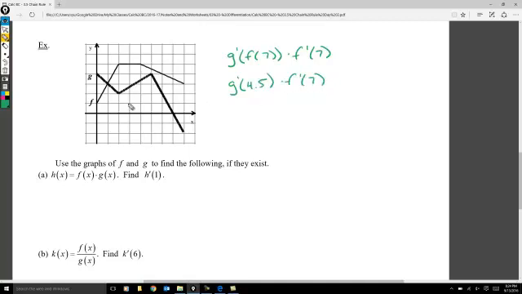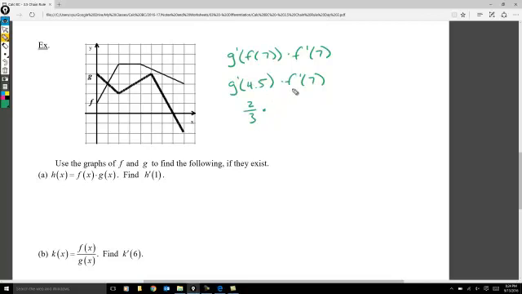Now I need to find 4.5, and I need to evaluate the derivative of g at that point, which is right here. So I need to figure out the slope of this line. I rise 2 and go over 3, so g prime at 4.5 is 2 over 3.